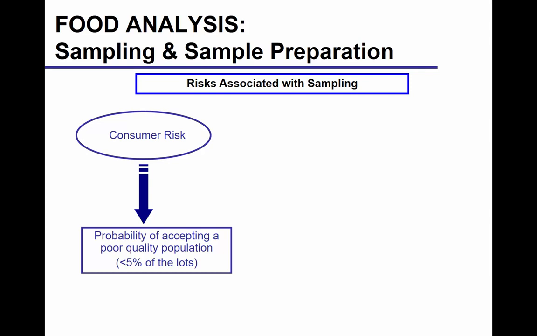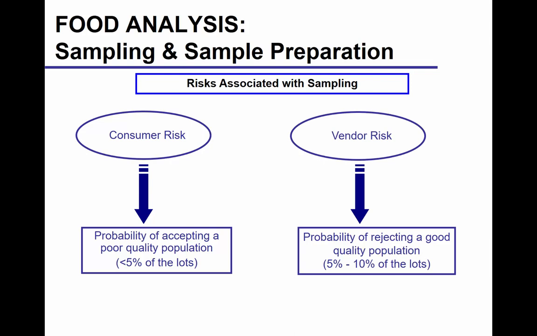So whenever you make a decision to accept or reject, there is always something known as consumer risk and producer risk. Of course, from a consumer risk perspective, if you accept a product that might have Clostridium botulinum, or might have mycotoxin, or might have another quality defect, then you are basically impacting the safety of the consumer and the acceptability of the consumer. So before you accept, you have to be 95% sure that your product is of acceptable quality and is safe.